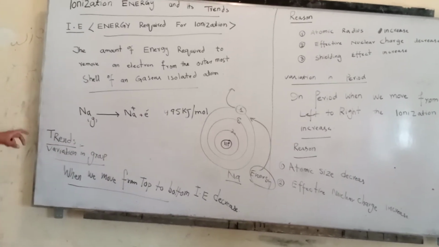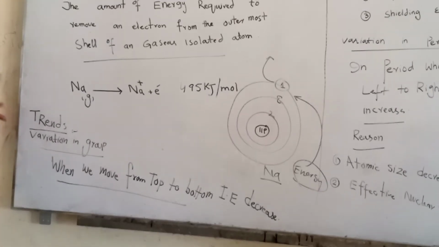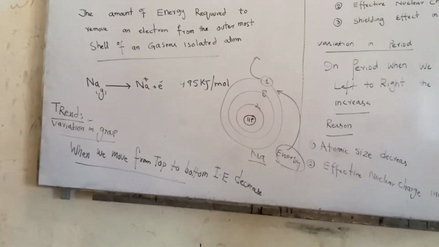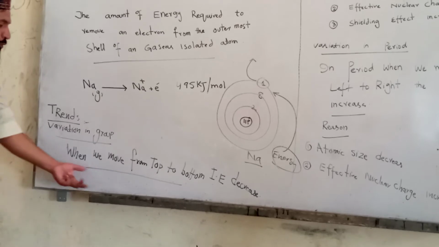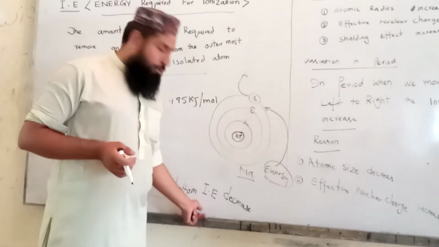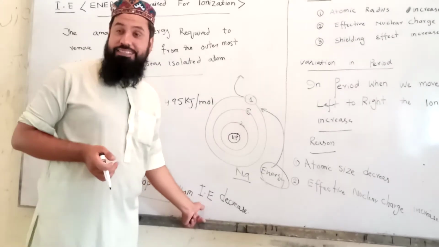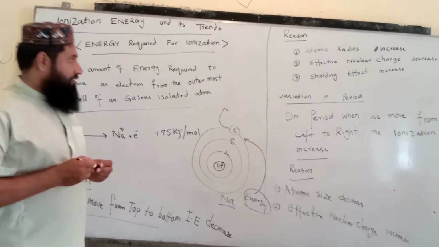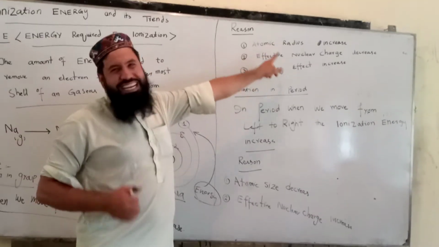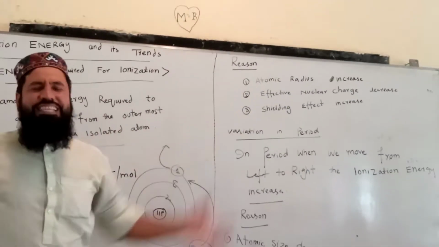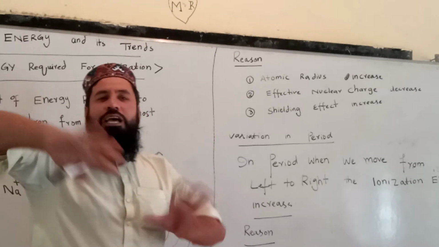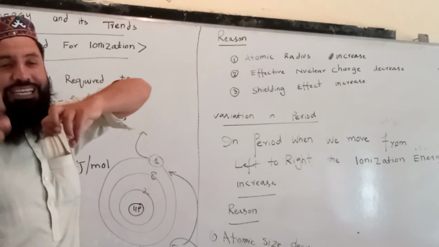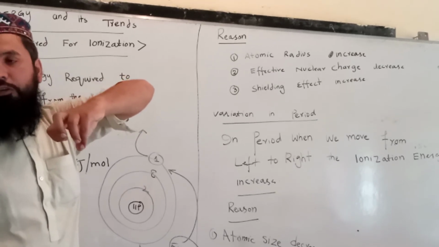Now look at its strengths. What happens to the ionization energy when we move from top to bottom in a group? When we move from top to bottom in a group, the ionization energy decreases. The ionization energy lessens. Why does it lessen? Because atomic radius increases, and when atomic radius increases, the outermost electron goes away from the nucleus, so the nuclear hold is decreased. So less amount of energy is required to remove that.